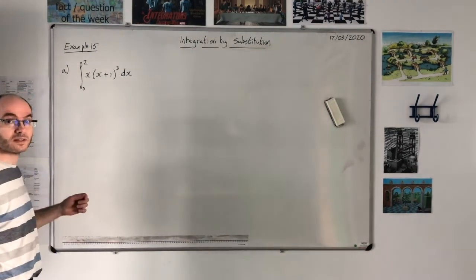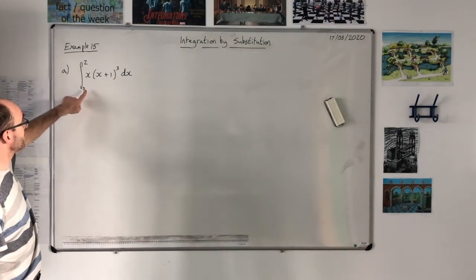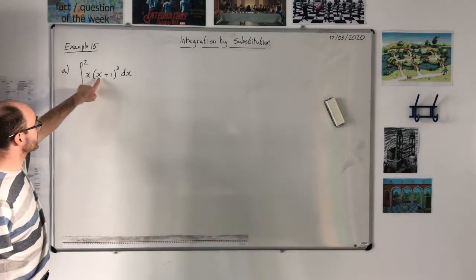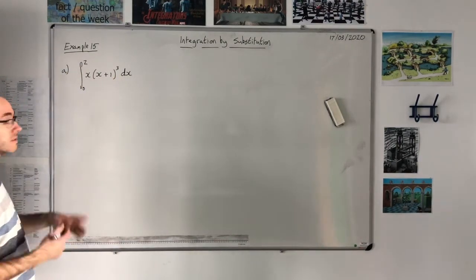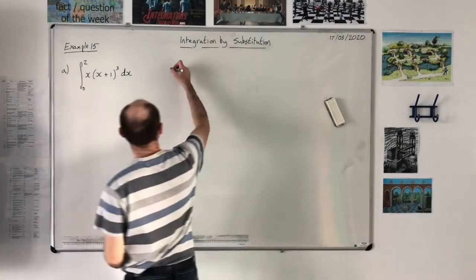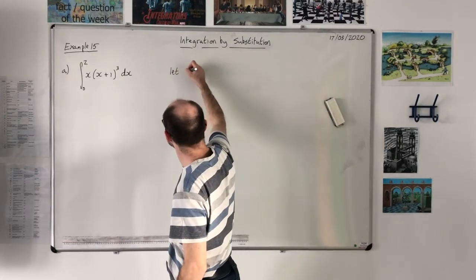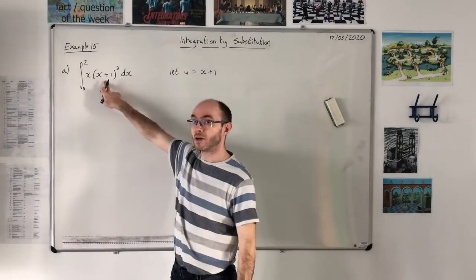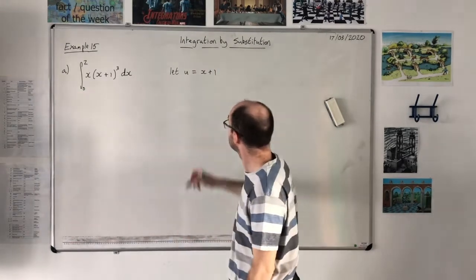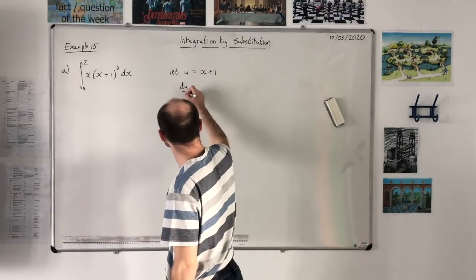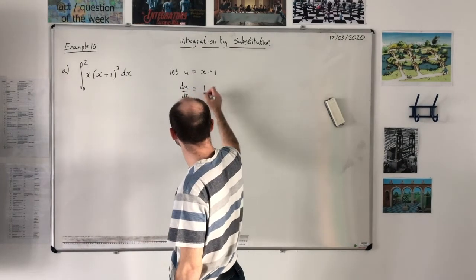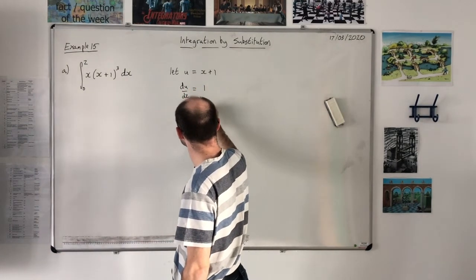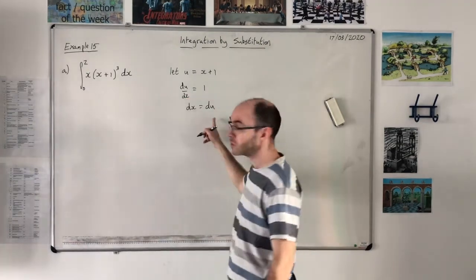Okay, example 15a is this integral between 0 and 2 of (x plus 1) cubed dx. No substitution given, so you've got to decide the substitution yourself. So I'm hoping you're thinking this, yeah? That's the bit that looks more complicated, so just let u equal x plus 1. And when you differentiate that, you get du/dx is equal to 1. And so that means quite nicely, dx is du.